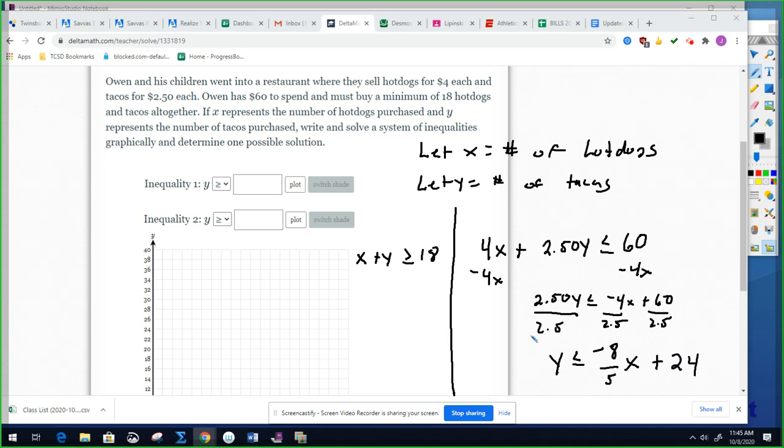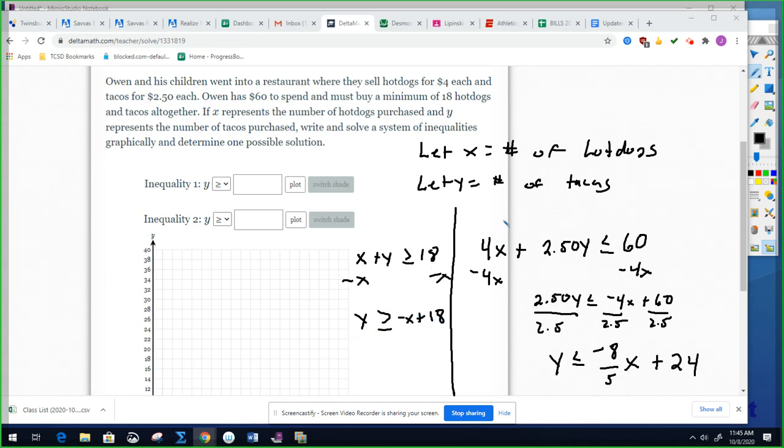So for this line right here, I would go up to 24, and then I would go down 8, right 5. Make sure you're paying attention to your scale that's on there. So again, as you're doing these problems, make sure that you're graphing them correctly, okay? And then my second problem, a little bit easier to solve for y. I'm going to subtract the x, and I'm going to have y is greater than or equal to negative x plus 18.